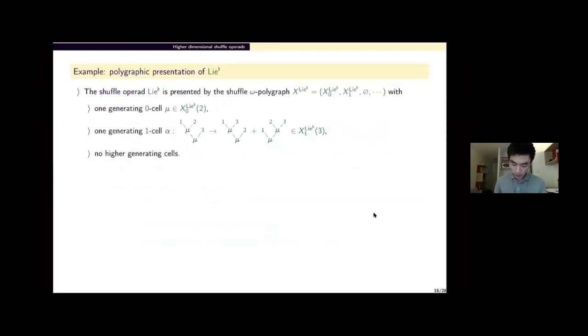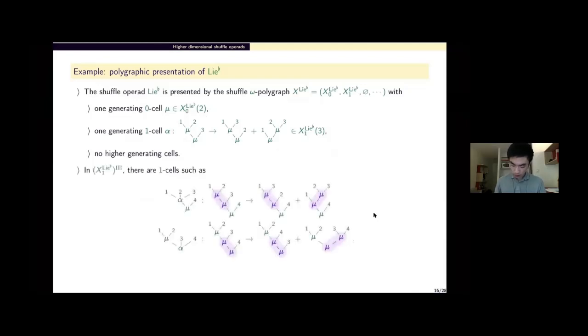To come back to our example of Lie-flat, we already gave a presentation by generators and relations, which we can just put in the framework of an omega polygraph. So we have this polygraph X Lie-flat, where we only have 0 and 1 cells and everything above is empty sets. And in fact, we only have one generating 0 cell, mu, of arity 2, and one generating 1 cell, alpha, of arity 3, which I write like this. We take this monomial and we rewrite it into this polynomial.